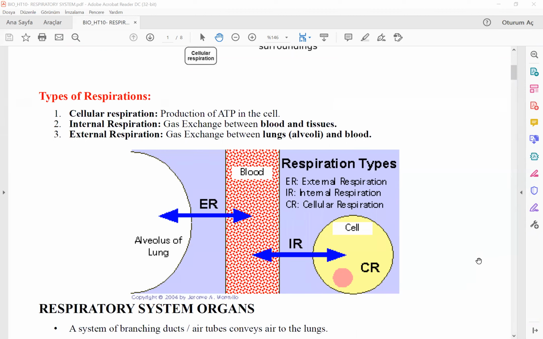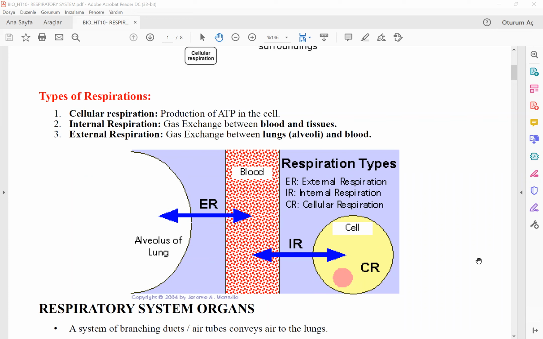But internal and external respiration are gas exchange. Internal respiration is the gas exchange between blood and the tissues within the organs. And external respiration is the gas exchange of these gases, oxygen and carbon dioxide, in the lungs with the blood capillaries.